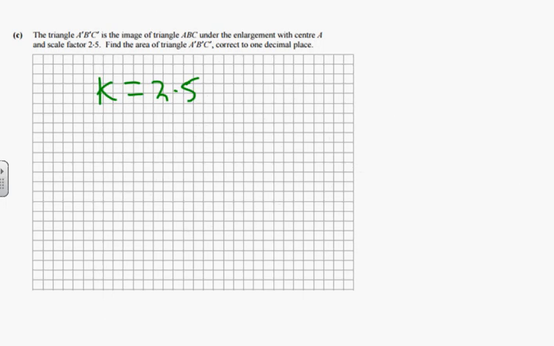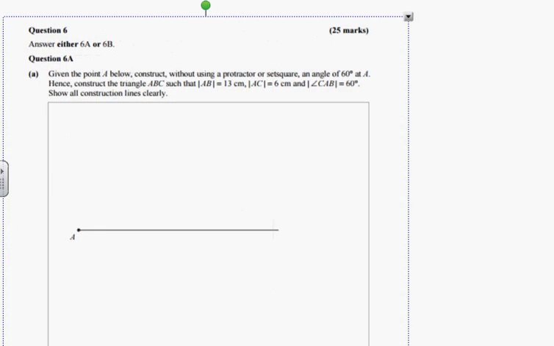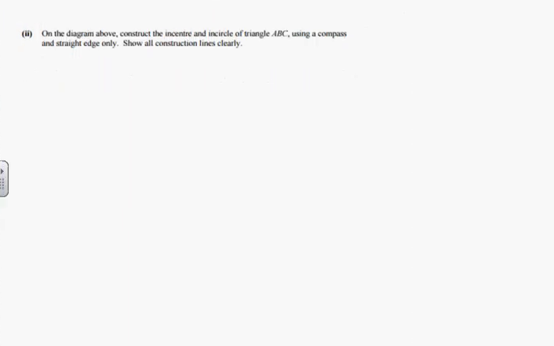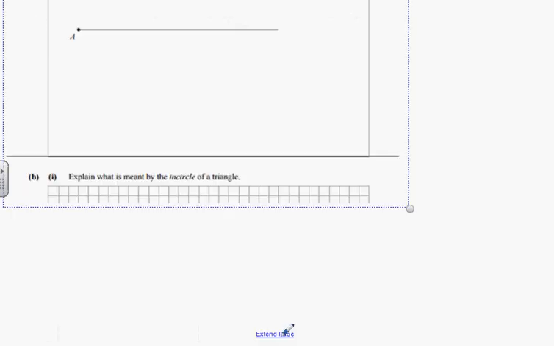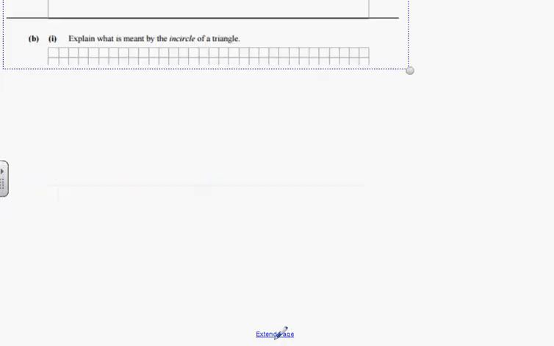That was that one done there. Find the area of the image. Okay, two different ways. They actually asked me a weird one here. It's actually: explain what is meant by the incircle of a triangle, guys. What is meant by an incircle of a triangle? Touches all 3 sides. So you actually have to explain what it means though.